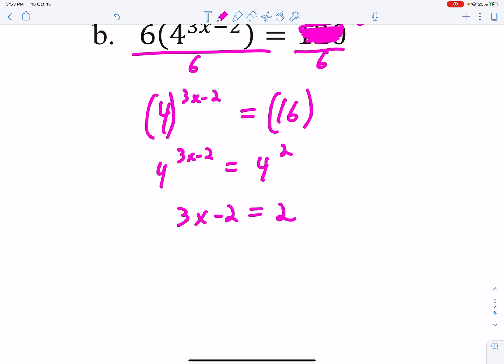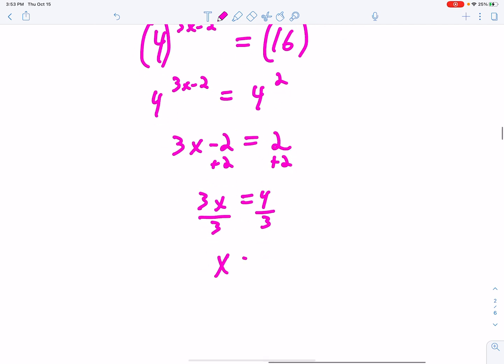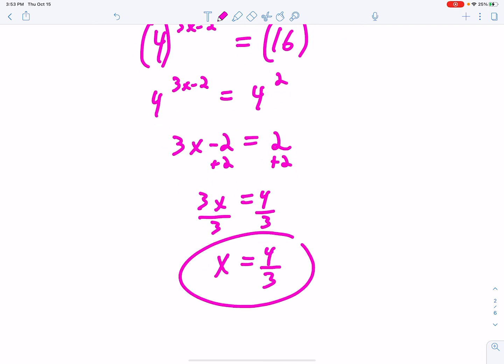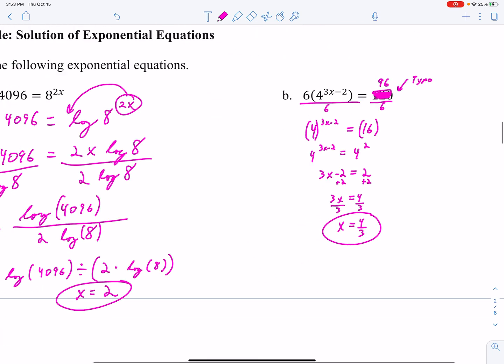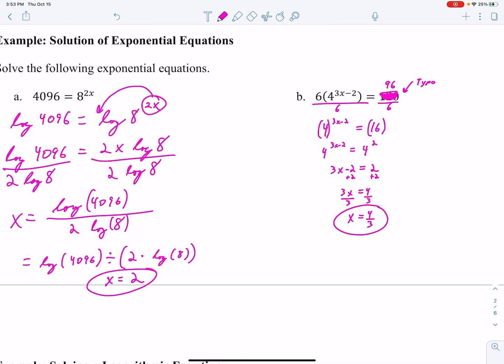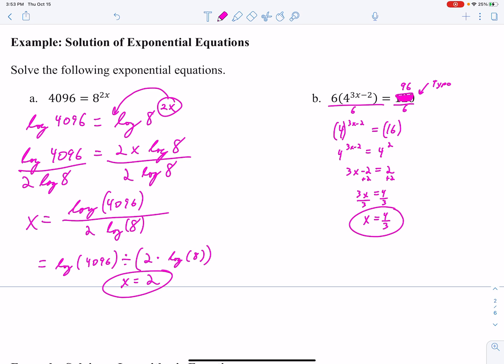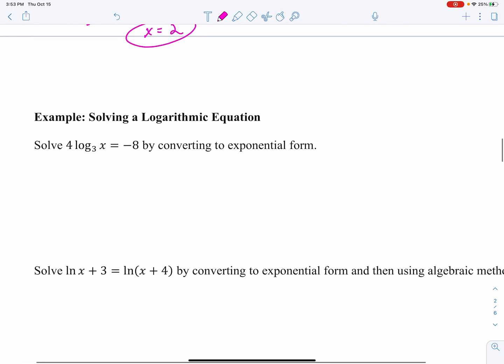Nice and easy, right? Once you get these bases the same, you set the exponents equal, and then it's just algebra. So we'll add 2 to both sides. We get 3x equals 4. Divide by 3, and we get x equals 4 thirds. Again, there are other ways to do this. You can use the method we just used in part A. You'll get the same answer.